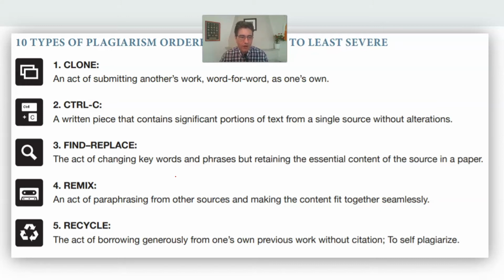Whereas a lot of these types of plagiarism you're seeing are really mechanisms that one might use if they don't feel like they have something to say, and so they just lazily hope other people can say it for them.